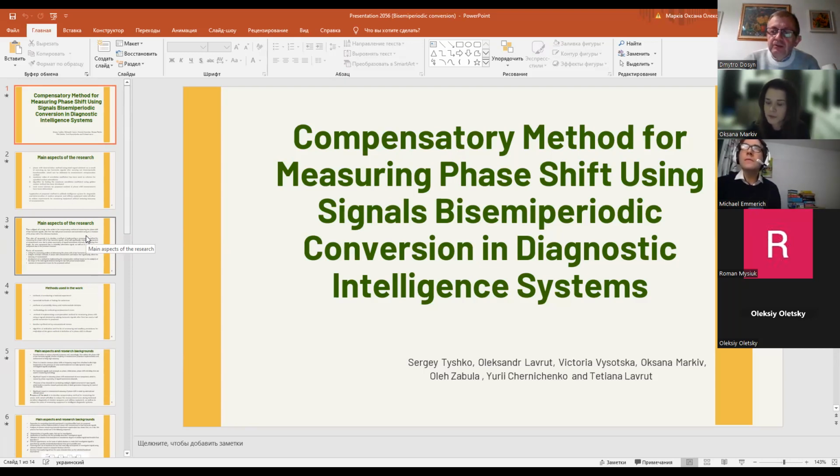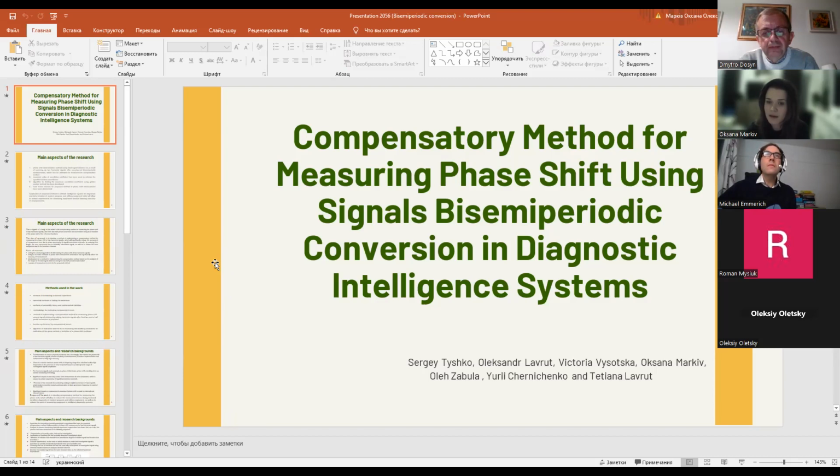Thank you very much for your question. I understand. Yes, this theme is also hard for me to understand. In general, it's really hard to understand how to solve this question with B-semiperiodic conversion by this phase shift. So in our work, we try to concentrate not on time counts, but on signal counts, by using such B-semi-periodic conversion.